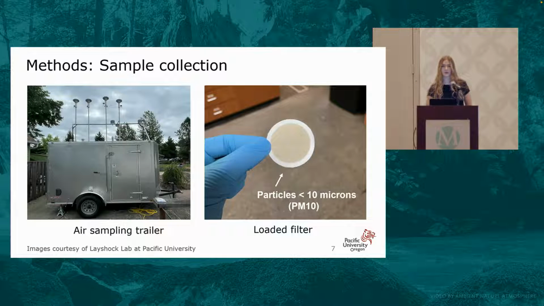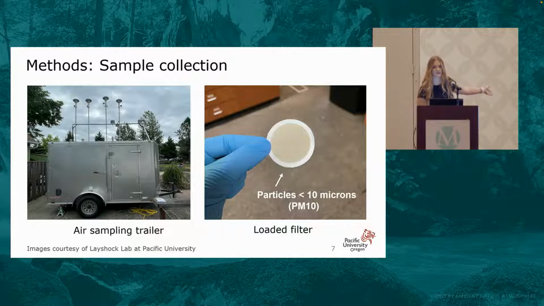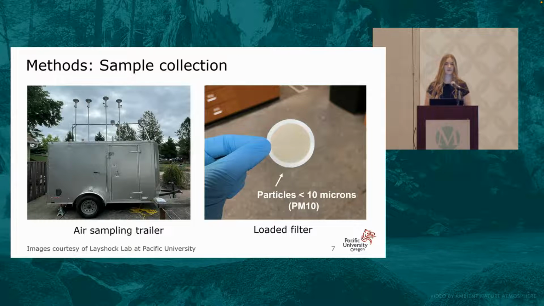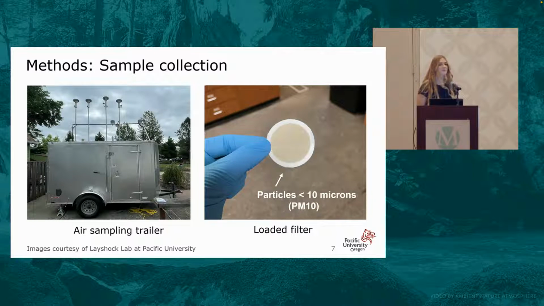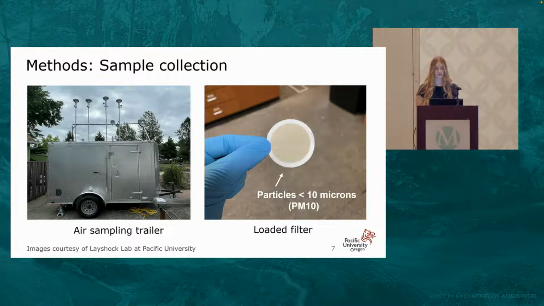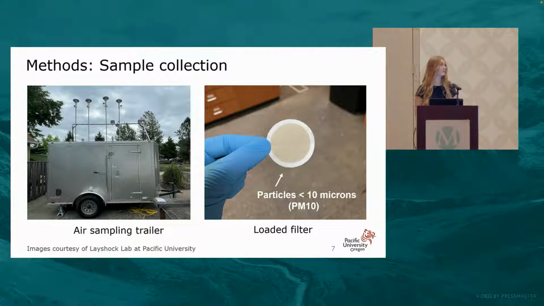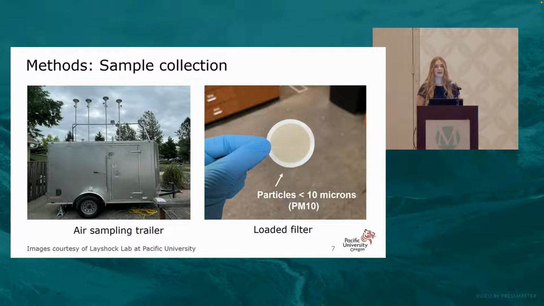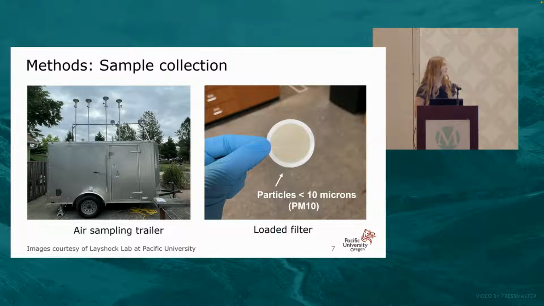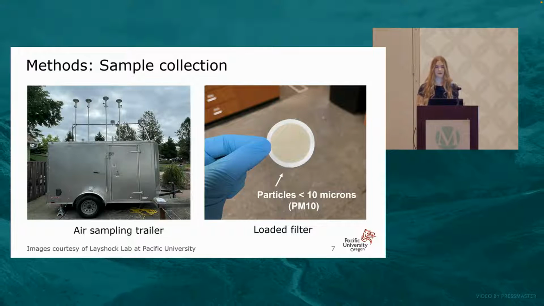So my sampling begins at these lovely trailers that we have. Each trailer is equipped with several air sampling instruments, of which I will be using 2. One is called a BAM, and that one samples for total hourly particulate matter concentrations, or PM10 concentrations. PM10 basically means particulate matter that is 10 microns or less in diameter. So the BAM samples for total PM10 concentrations.